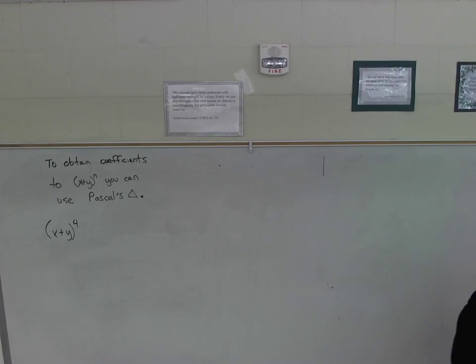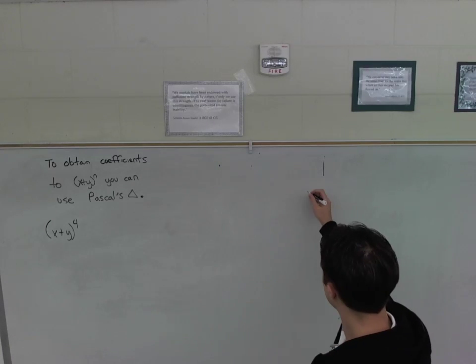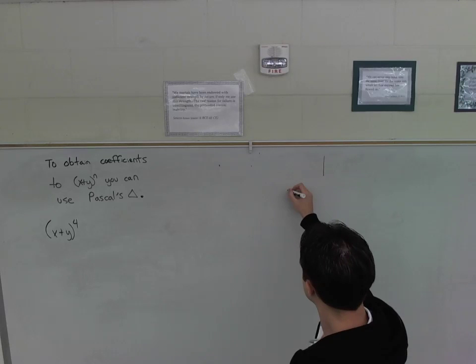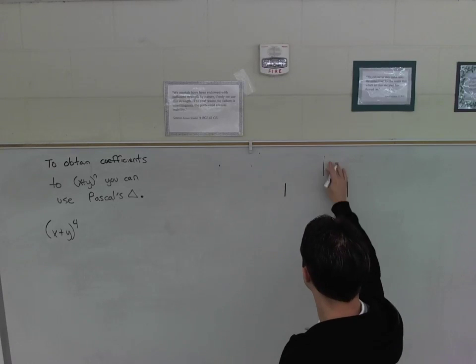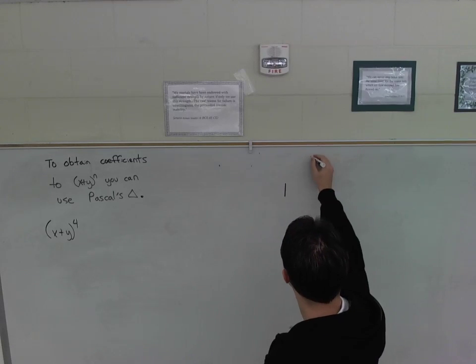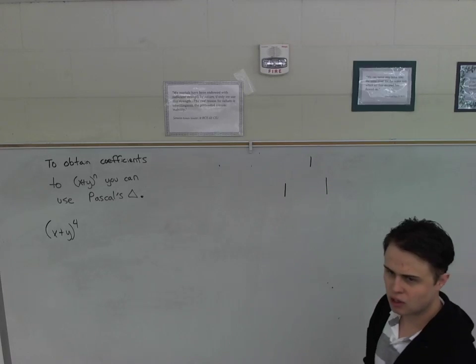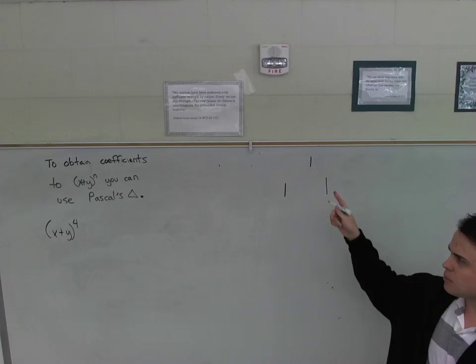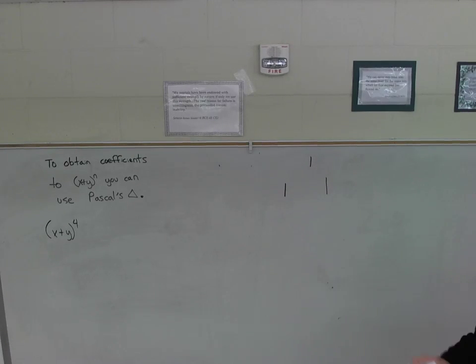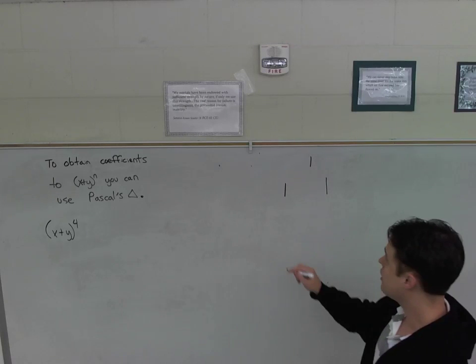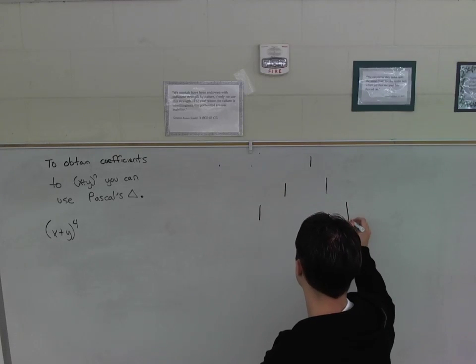Okay, so we've got 1, and then we do a couple more 1s. I don't want to make this too big yet. And then we just keep adding 1s on the outside of the pyramid or the triangle, right? So we keep adding 1s. There's nothing weird going on here.